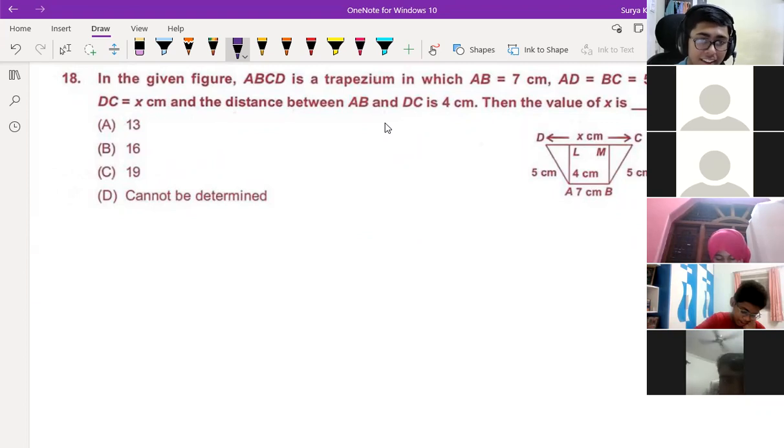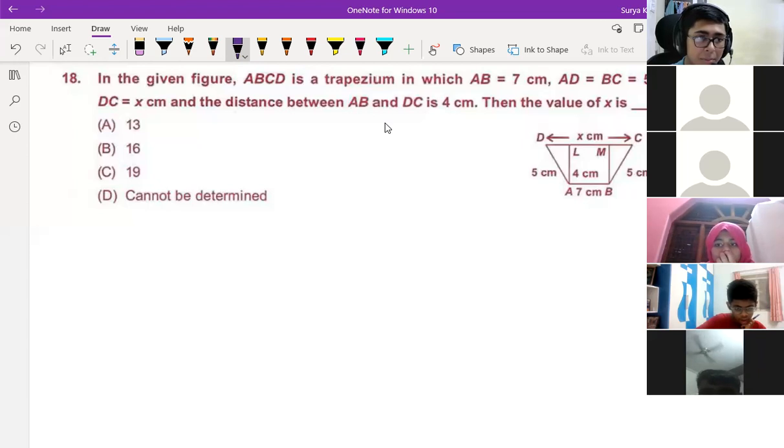So the AL is 4 centimeter. There are 7 centimeter and 4 centimeter. Okay, so how is AL 4 centimeter? So what is the value of AB? See, 4 centimeter is the distance between AB and DC.